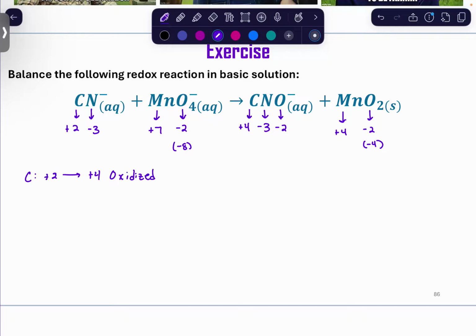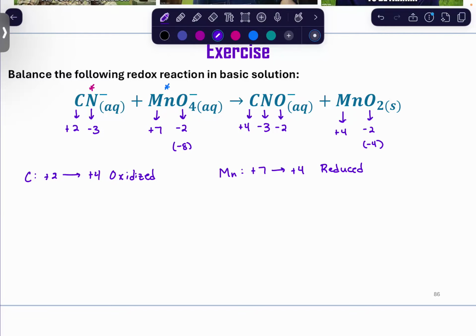So carbon is oxidized. That'll make one half reaction. Your other half reaction is going to be based on manganese because it goes from a +7 to a +4, which means manganese is reduced, which would make the permanganate the oxidizing agent and the cyanide the reducing agent.